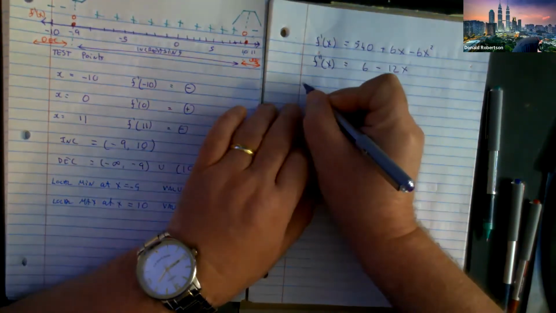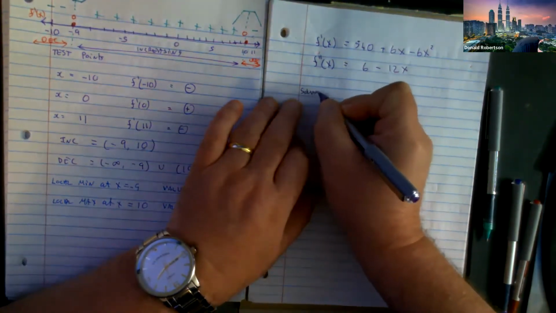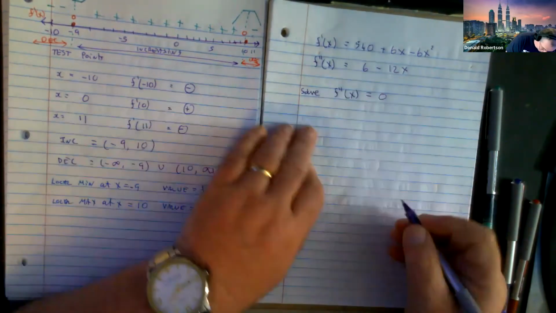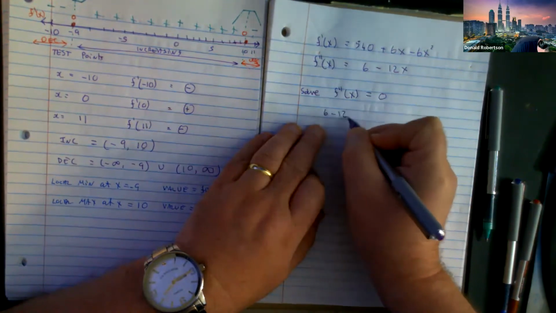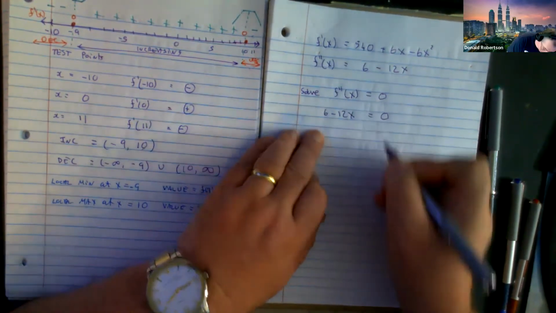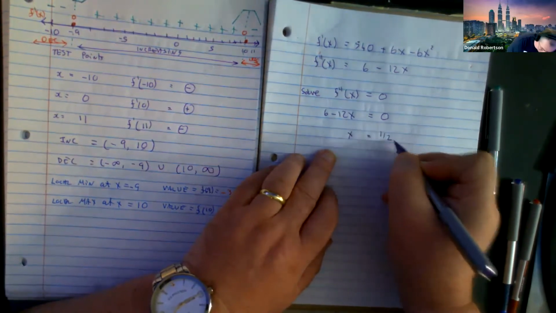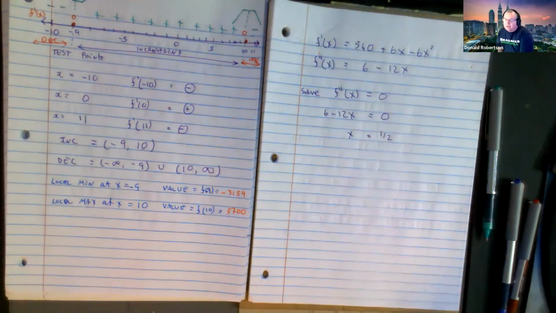Now, we want to solve when the second derivative is 0. So it's virtually the same kind of stuff, only this time a lot less work. Can I just do that in my head and say x equals a half and you're happy where I got it from?